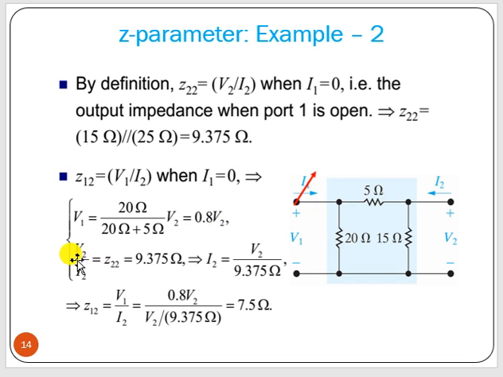Okay. Now V2 by I2 we already found out the value. So I2 equal to V2 by this value, so that we can put it here. So Z12 is nothing but V1 by I2. So I2 we can put it here and we can find out the value. V1 we can write in terms of V2, and I2 is also in terms of V2. So V2 and V2 cancel out, so you get the Z12 value.